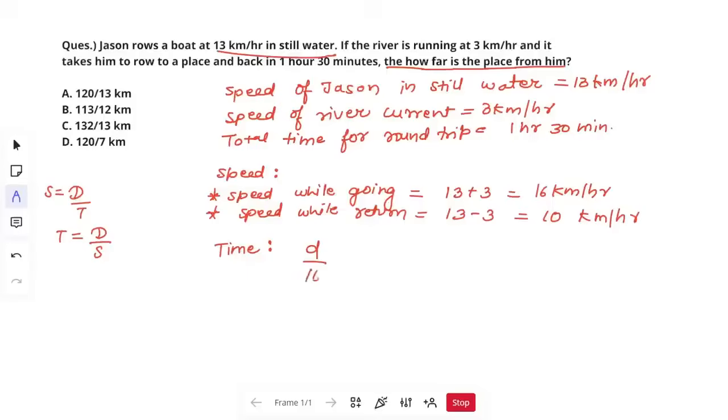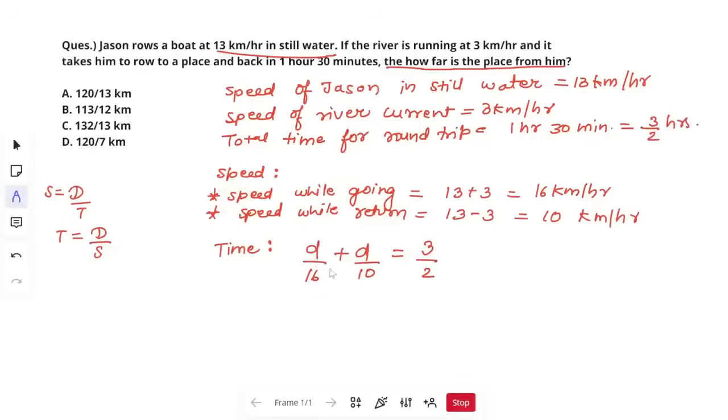Now for speed, we will sum both the speeds, that is the downstream speed and the upstream speed. So d upon 16 plus d upon 10 is going to be equal to how much? It is given to us as 3/2. What is this 3/2? We will convert 1 hour 30 minutes to a fraction, so it will be 3/2 hours simply.